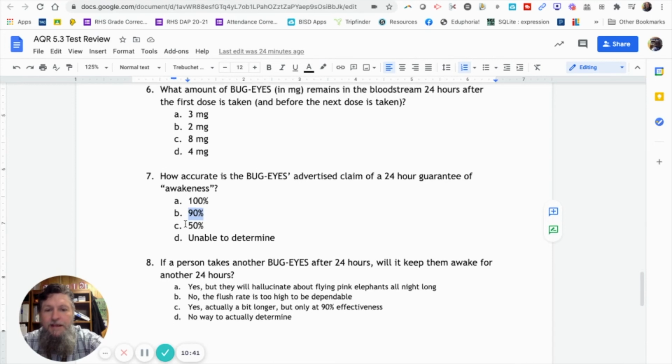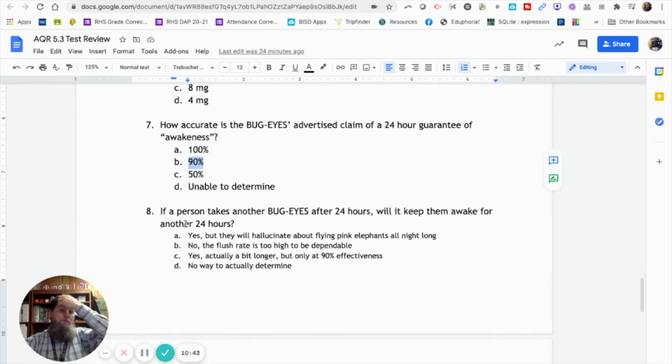Question 8, if a person takes another Bug Eyes after 24 hours, will it keep them awake for another 24 hours? A, yes, but they will hallucinate about flying pink elephants all night long. Okay, there's no evidence that says that. B, no, the flush rate is too high to be dependable. C, yes, actually a bit longer, but only at a 90% effectiveness. So B and D are gone because yes is the answer, but are they going to hallucinate or will it actually be a bit longer, but only at a 90% effectiveness?